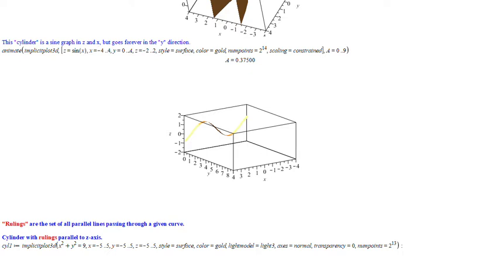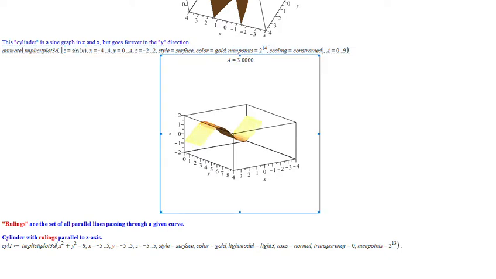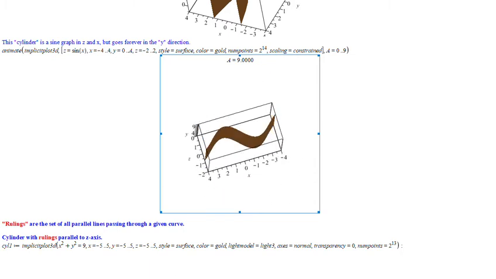And in this equation, we've got z equals sine of x. So in the xz plane, we have the sine graph. However, that goes forever, obviously, in the y direction. So that also is a cylinder.